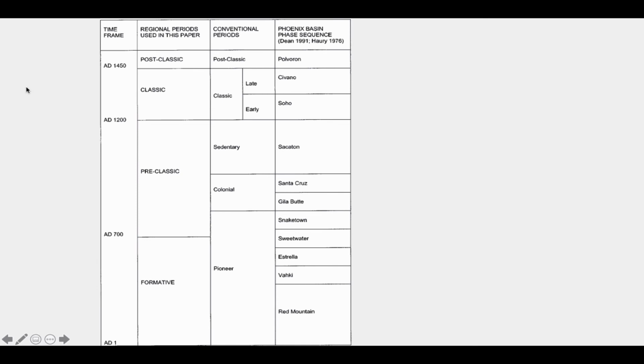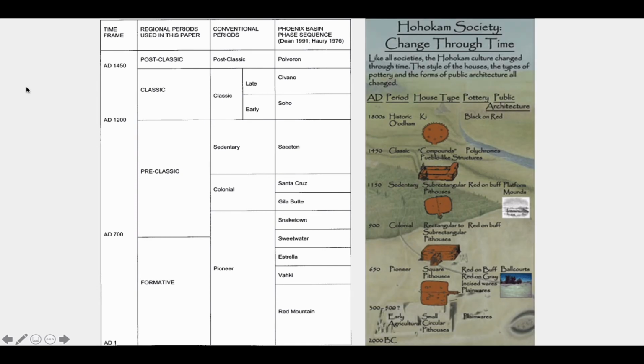Now, how all of these phases are defined is by the material culture themselves. So we can look at different house types and how those progress through time. Also, pottery types help us, and public architecture, so the shift from ball courts to later platform mounds in terms of monumental architecture. These are the sorts of patterns that we can look at to understand temporal change.